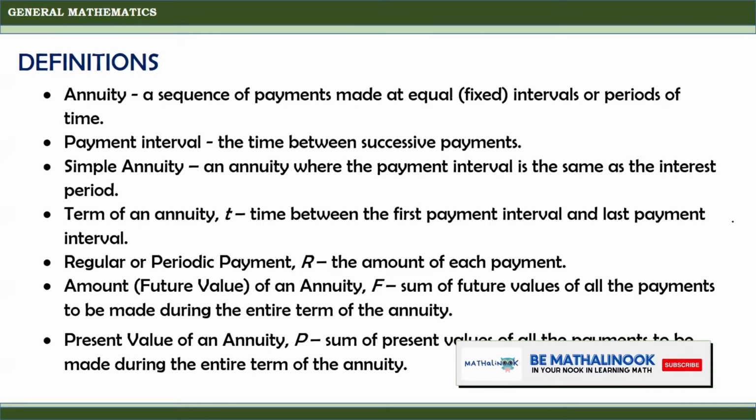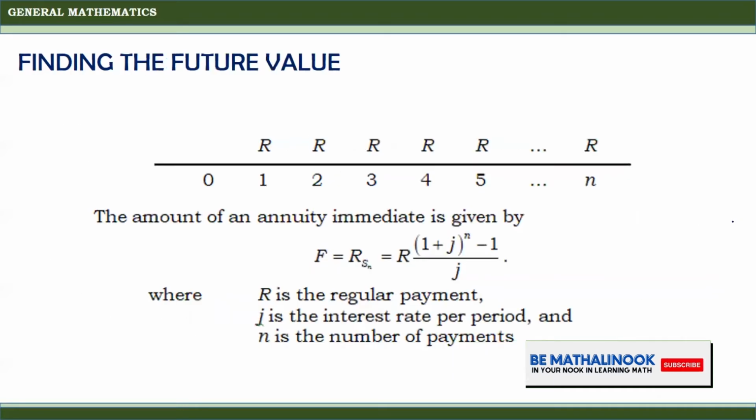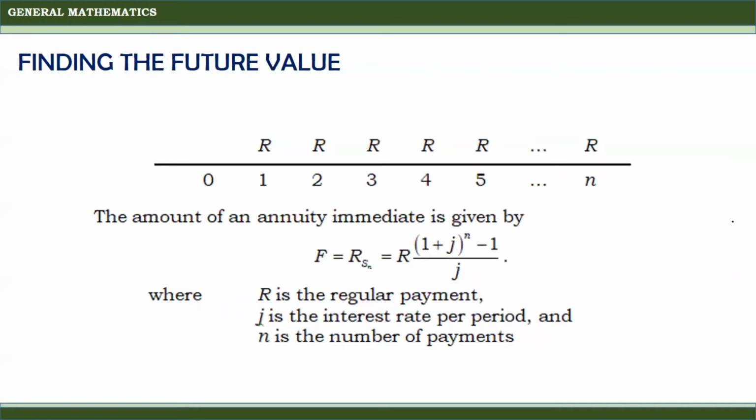Since we have now defined the important terminologies to be used in this discussion, let me now present to you the formula in finding the future value of an annuity. The amount of an annuity immediate is given by F is equal to R sub S sub N, which is equal to the formula R times 1 plus J quantity raised to N minus 1 all over J, where R is the regular payment, J is the interest rate per period, and N is the number of payments.